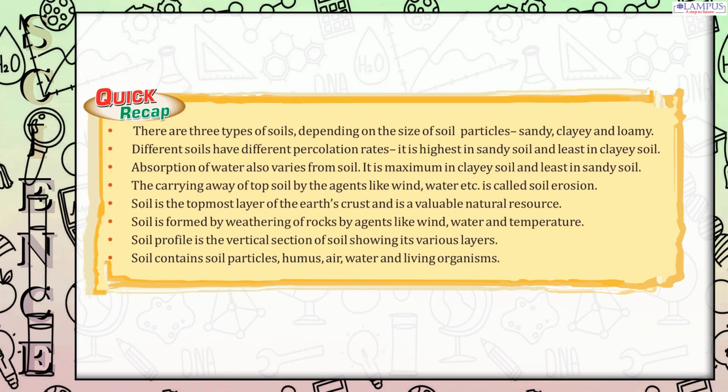The carrying away of topsoil by agents like wind, water etc. is called soil erosion. Soil is the topmost layer of the Earth's crust, and is a valuable natural resource. Soil is formed by weathering of rocks by agents like wind, water and temperature. Soil profile is the vertical section of soil showing its various layers. Soil contains soil particles, humus, air, water and living organisms.